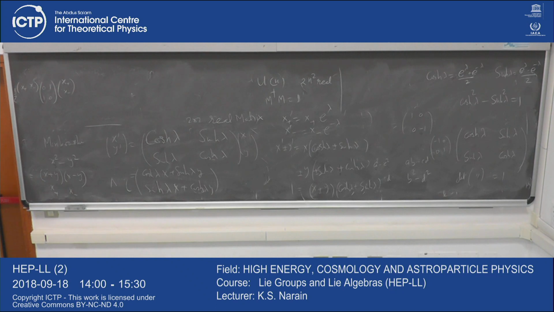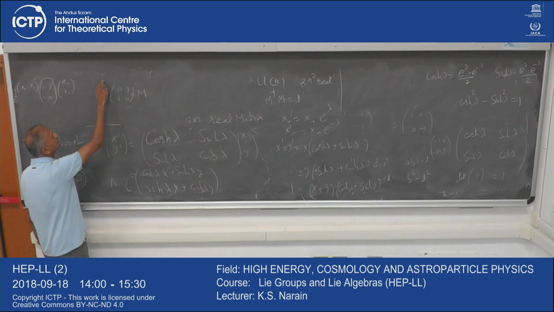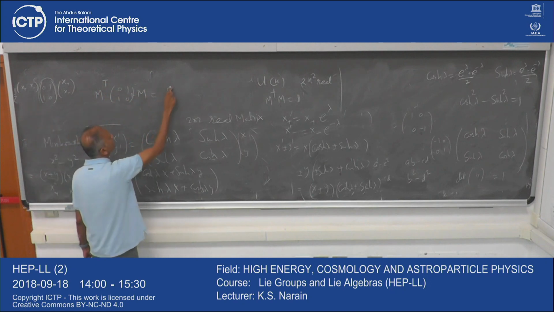If you wish, you can make it a root 2 here. That number is not important. The important point is this part. So now the matrix M will satisfy this condition: 0, 1, 1, 0, M transpose, is equal to 0, 1, 1, 0.